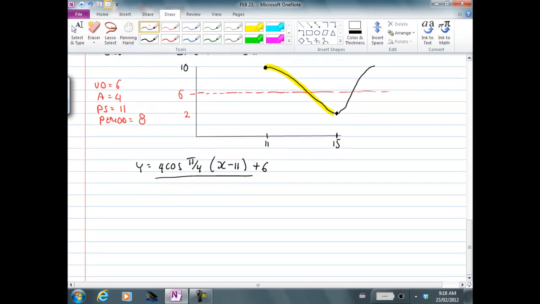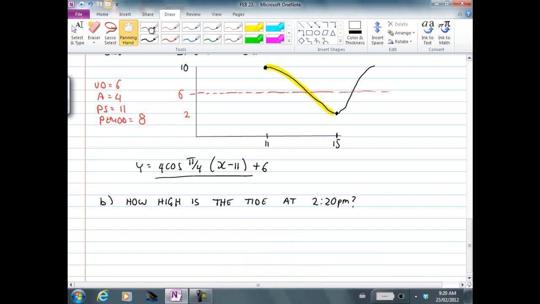Part B. How high is the tide at 2:20 p.m.? Who can solve this? Good luck.